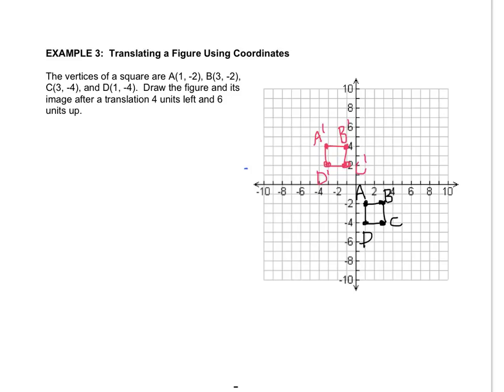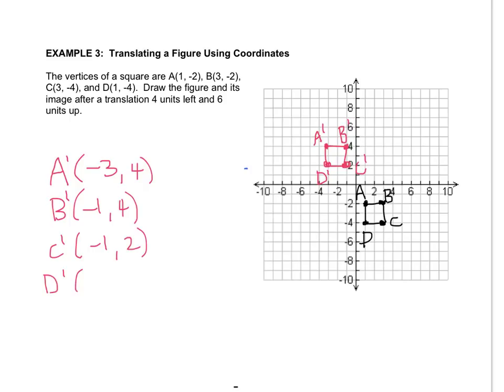All right, so here we go. I hope you remembered to do those prime markings. And just so that we're all clear, I am going to write what the coordinates are so you can match mine. Even though it didn't say to, I'm going to do it for you so that there's no question about where you were supposed to land. So A prime is at -3, 4. B prime is at -1, 4. C prime is at -1, 2. And D prime is at -3, 2.